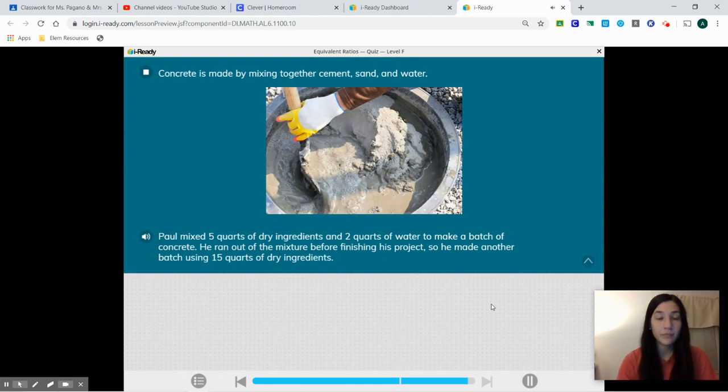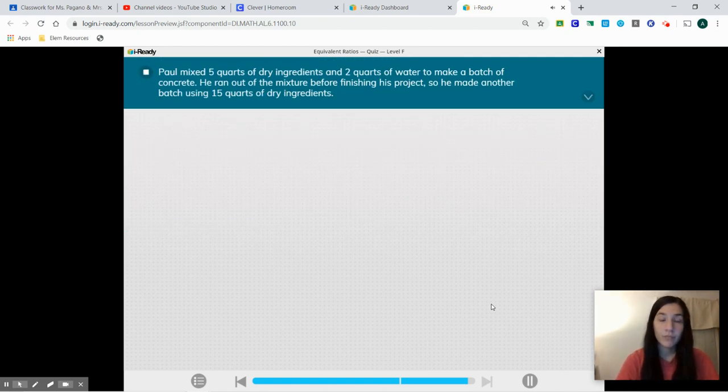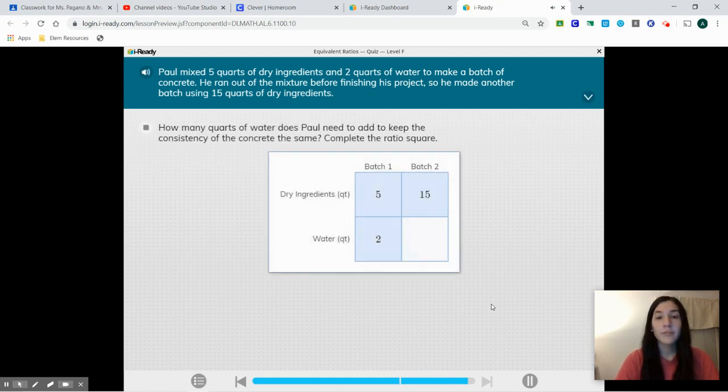Concrete is made by mixing together cement, sand, and water. Paul mixed 5 quarts of dry ingredients and 2 quarts of water to make a batch of concrete. He ran out of the mixture before finishing his project, so he made another batch using 15 quarts of dry ingredients. How many quarts of water does Paul need to add to keep the consistency of the concrete the same?